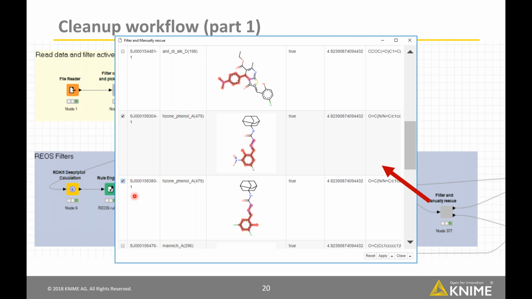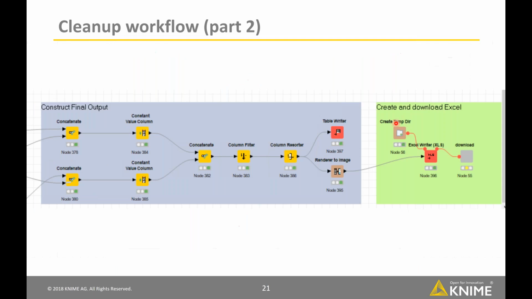For demo purposes here, I just flagged these two molecules to bring forward so that we can see them later. But again, it's the same thing as with REOS. We want to take these rules of thumb and make sure that we have a chance to identify the cases where they flag something that we're interested in seeing, even though they violate the rule of thumb. Okay, this is the second part of the workflow.